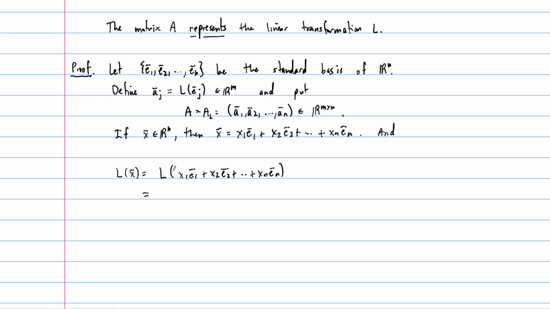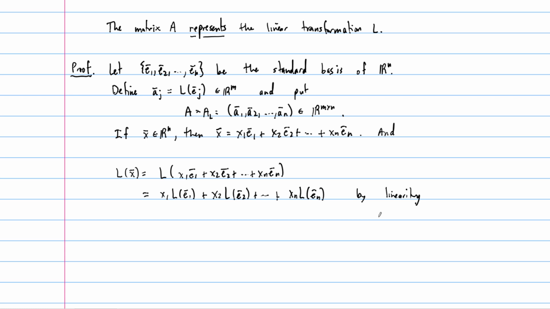And the linearity properties say that this L can be distributed in some sense over all the plus signs, and then we can factor out all the constant multiples, or the scalar multiples. So this can be written as x1 times L of e1 plus x2 times L of e2 plus all the way up through xn L of e sub n. And this is true by linearity. This is using the fact that L is a linear transformation.